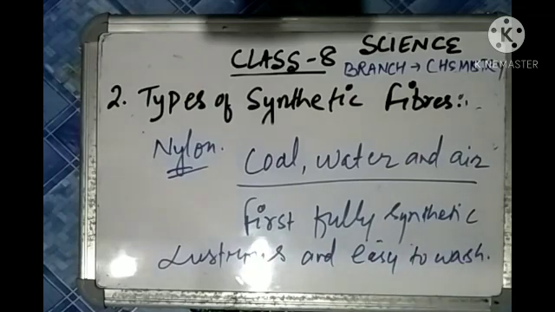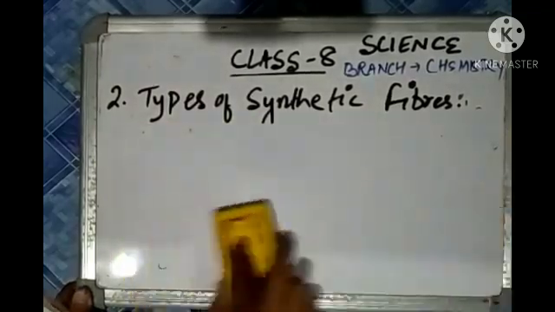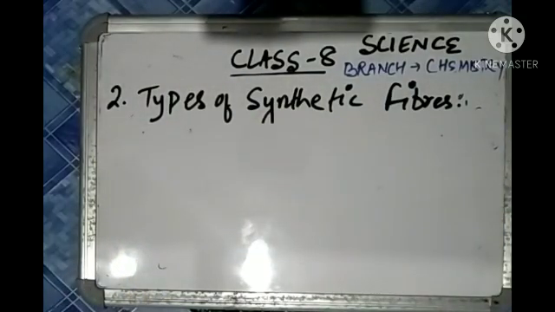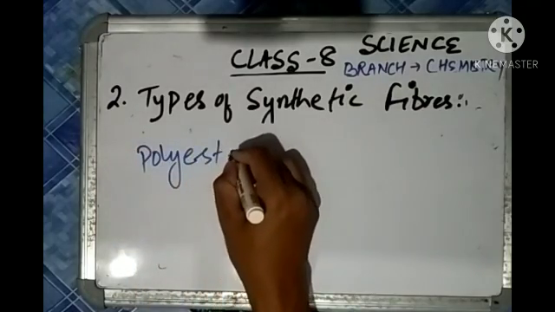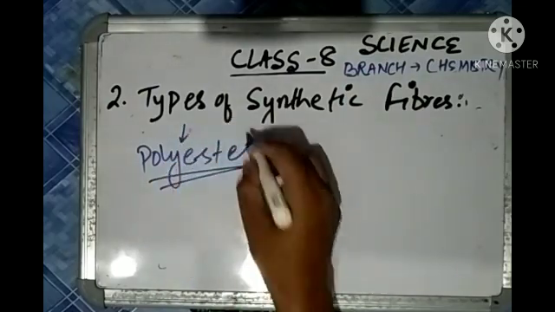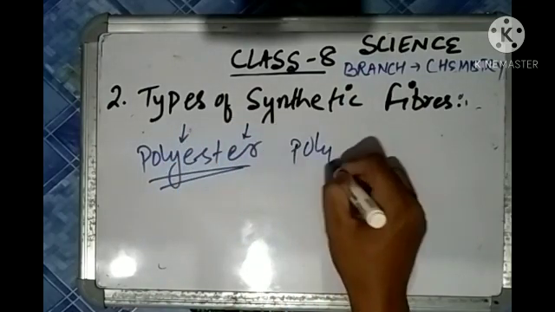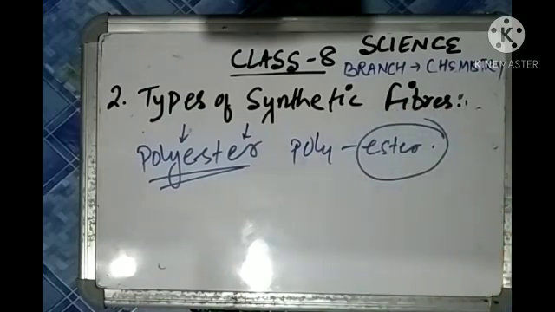So this is nylon. After nylon, we will move on to the third type of synthetic fiber. There is polyester. We will discuss polyester. Polyester is a repeating unit of ester.